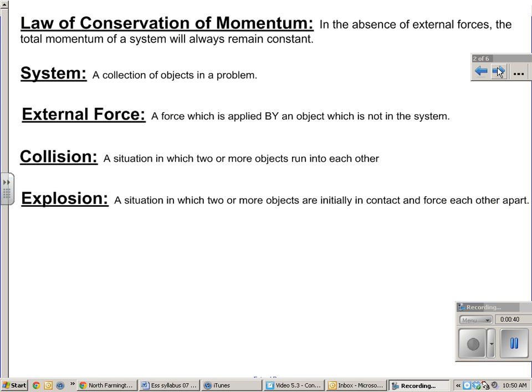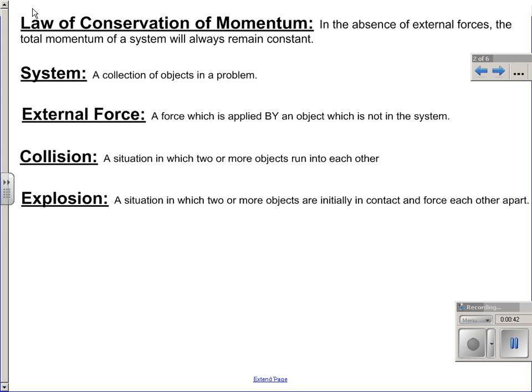The law of conservation of momentum up here at the top of the screen tells us that in the absence of external forces, the total momentum of a system always remains constant. Okay, so for that to make sense, I've got to define a couple other things.